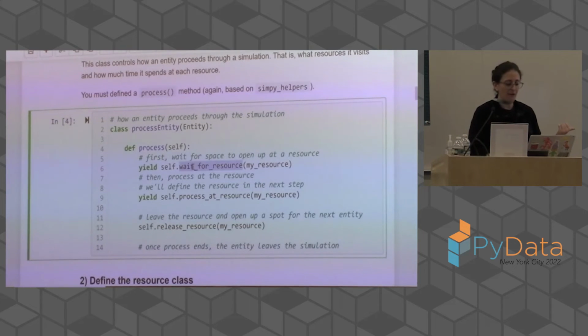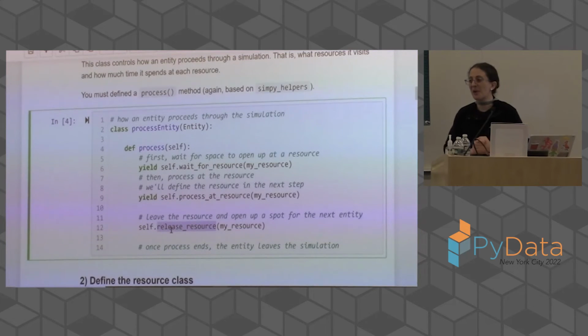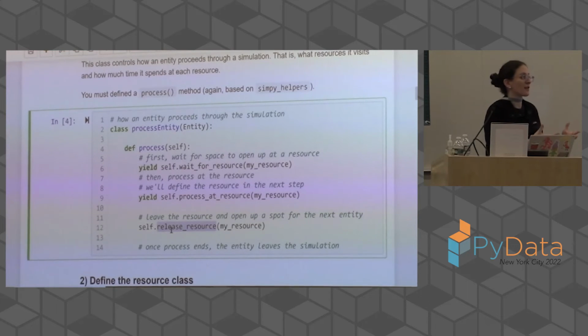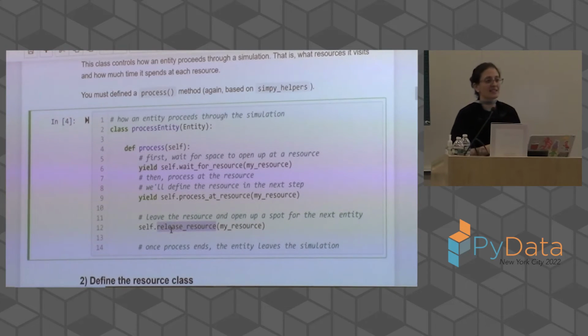So after I wait for the resource, and when it's finally my time, I get time with the resource, I process at the resource, I'm then released from the resource. Remember we said when processing ends, you leave the resource and then you free up space for the next entity to be able to use that resource.